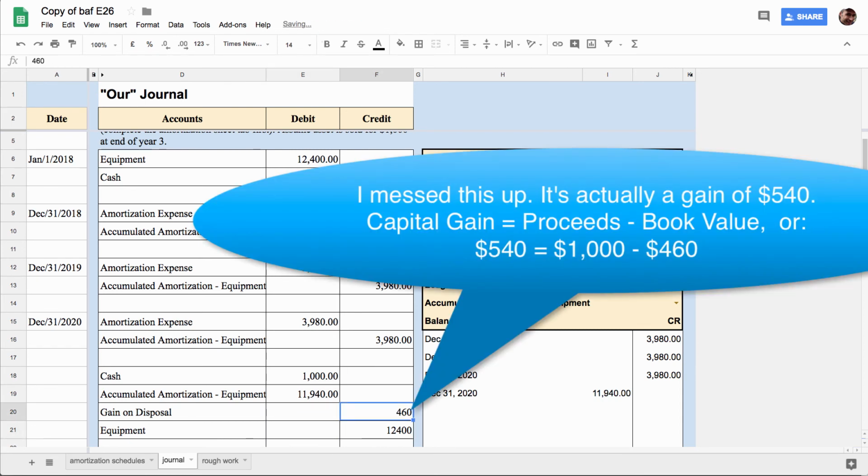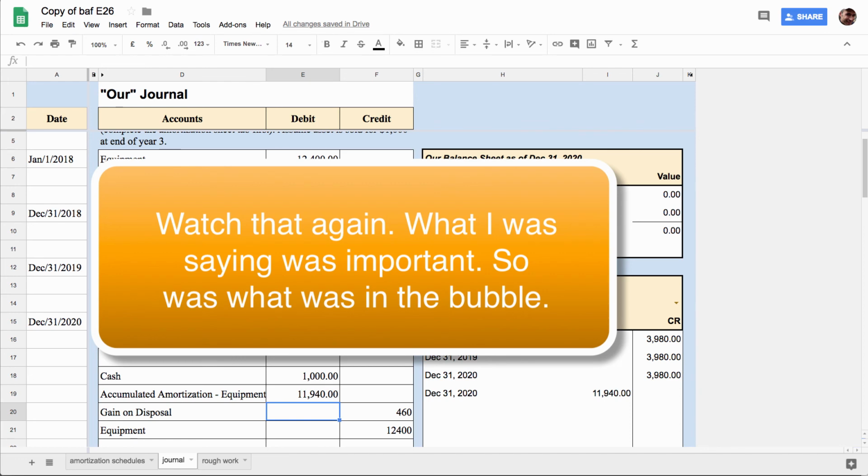Now, gains are like revenue, and revenues are credits. So if you're missing credits, it's a gain. And if you're missing debits in this journal entry of disposal, it'll be a loss, like expenses are debits, right? So a loss on disposal will be debits.